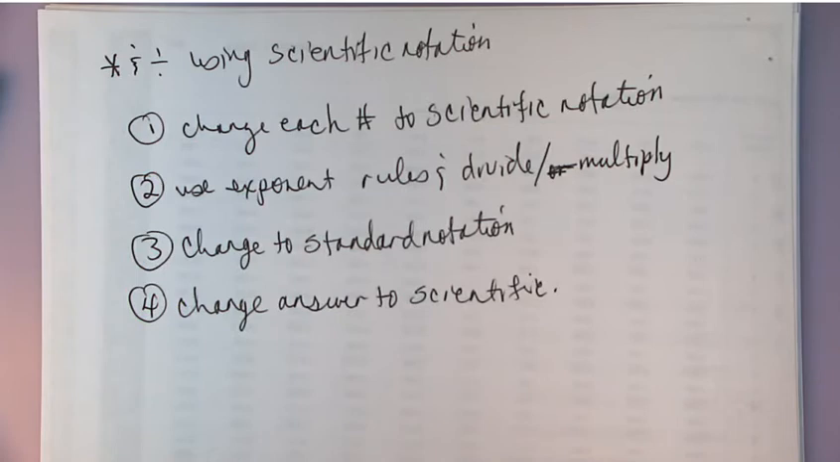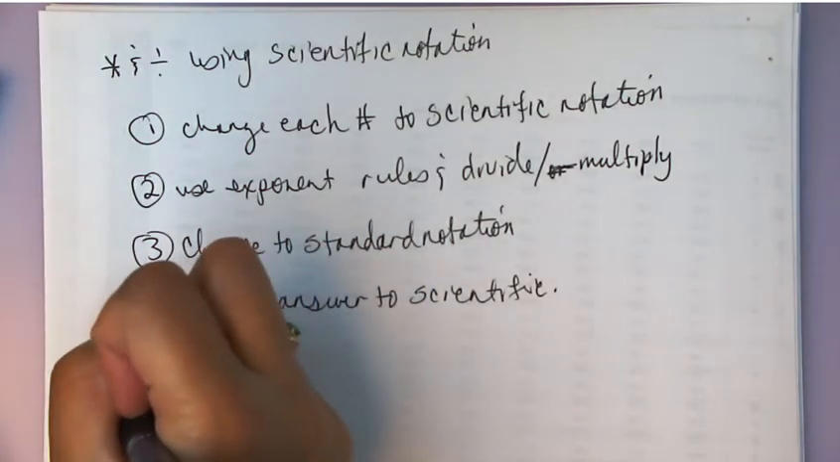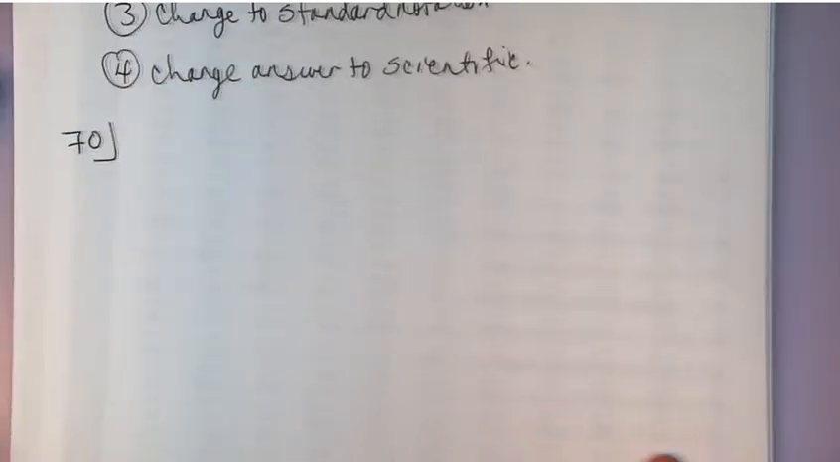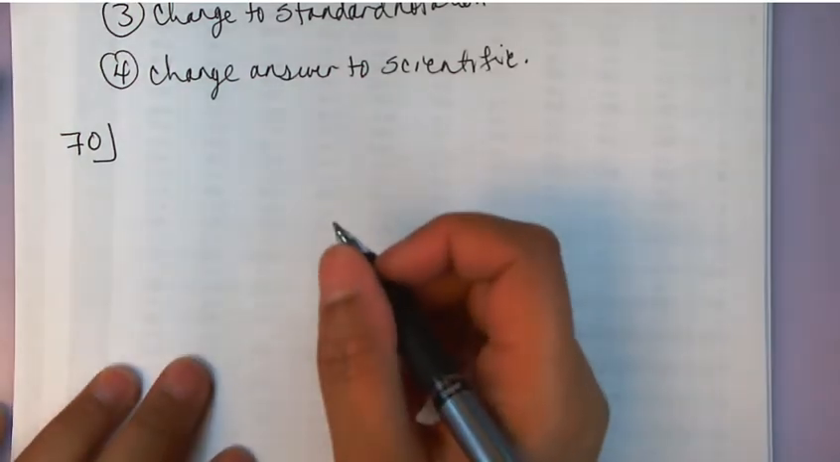So let's try number 70. Again, I don't want to confuse my students. It says give my answers in scientific and standard notation. So if you look at the directions, it says give the answers in both of them. Let's take 169 billion.